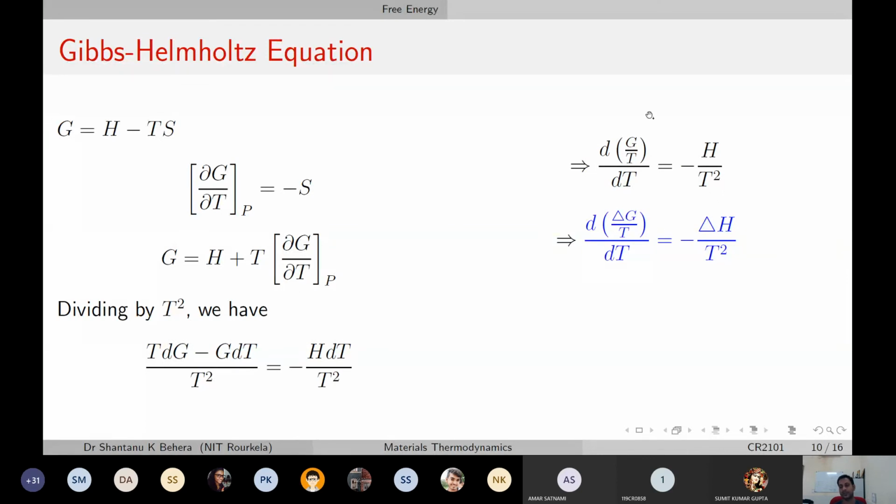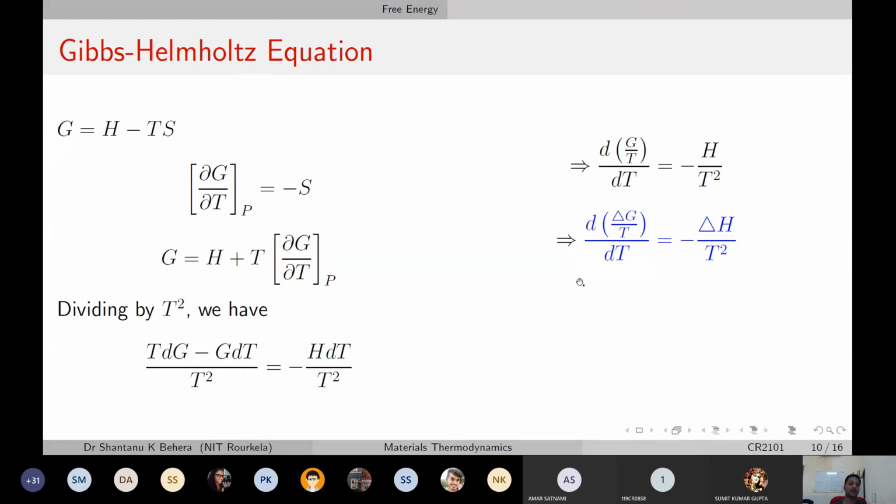And in a process, this would deal with two states, from state 1 to state 2. Instead of G, you talk about delta G, which is G2 minus G1, and correspondingly H2 minus H1, which you represent with delta H. So d by dT of delta G by T is equal to minus change in enthalpy by T squared. This is called the Gibbs-Helmholtz equation.